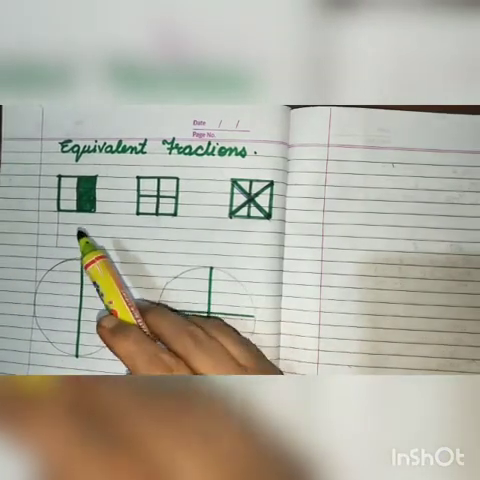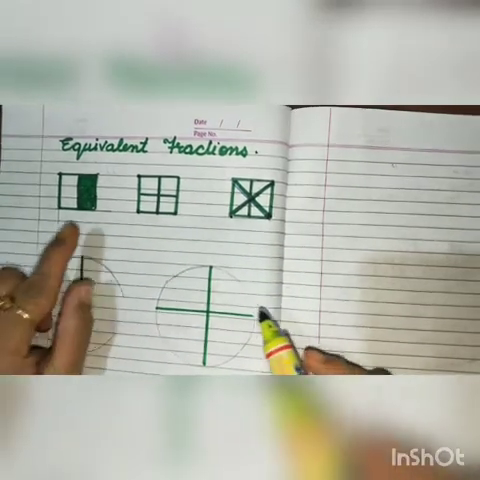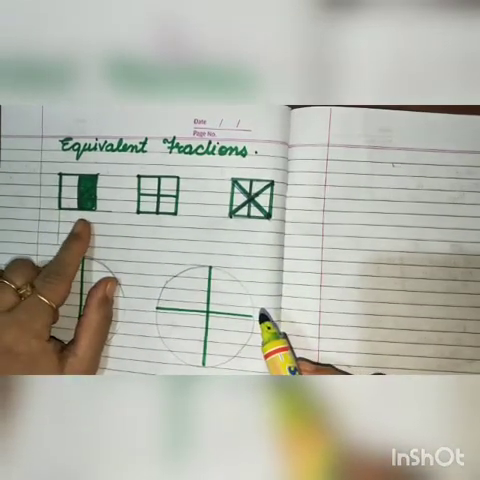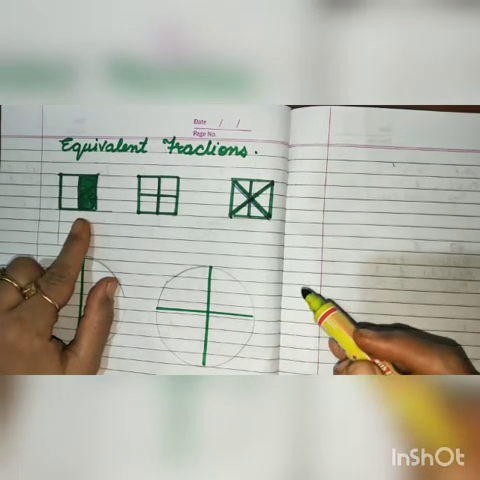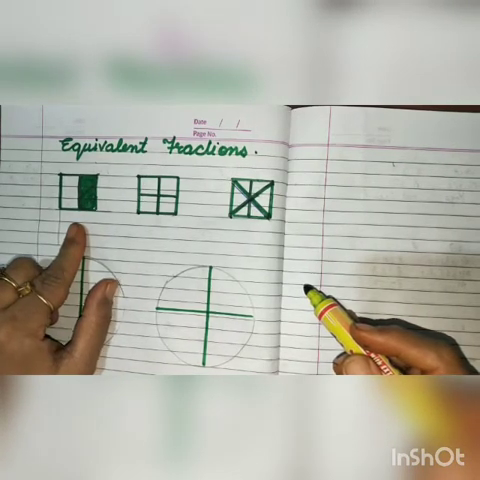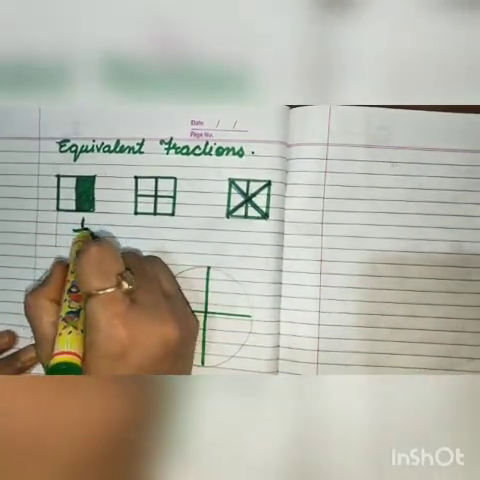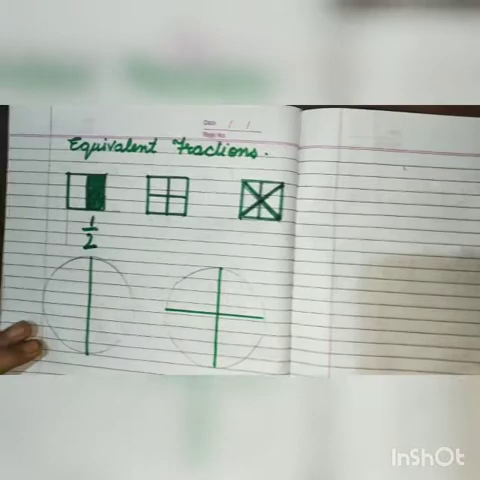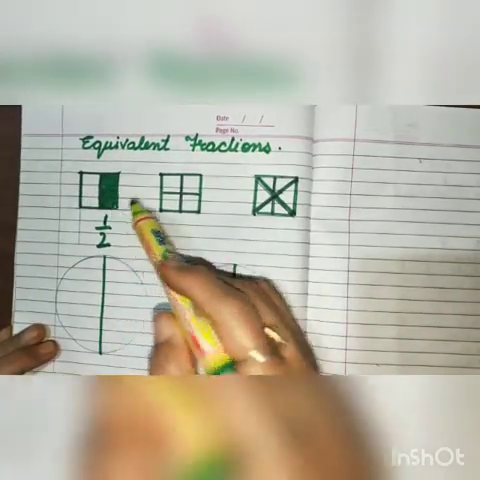In example 1, I have taken 3 squares. Do you know the shaded part of this square? I have divided this square into 2 equal parts, and I have shaded one of these 2 parts. The fraction of this shaded part is 1 by 2, because the total parts are 2, and out of these 2 I have shaded one part.